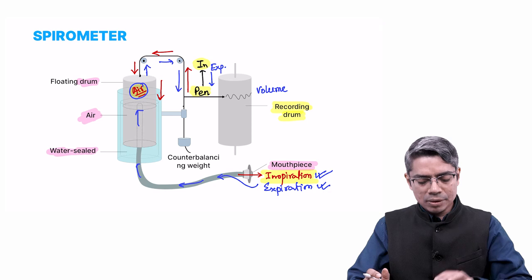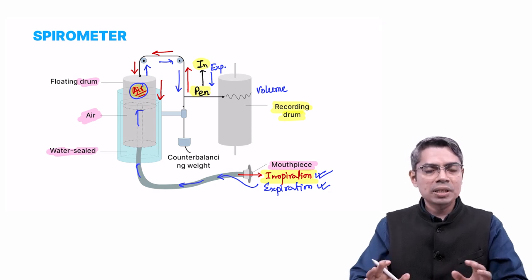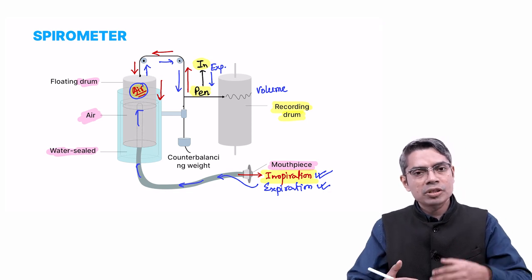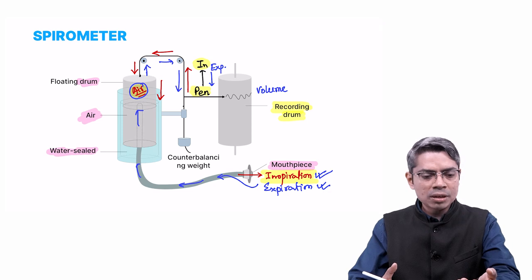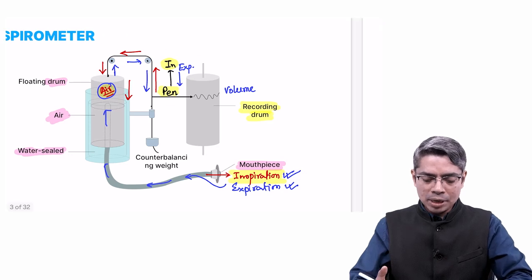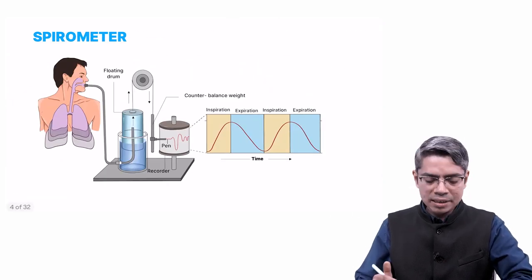Now with this basic concept, you are understanding that the spirometer is recording the various volumes of our lung. The volume which is going into the system, the spirometer, or it is going into my body from the system, right. So another diagram I will show you, the same diagram of the spirometer.